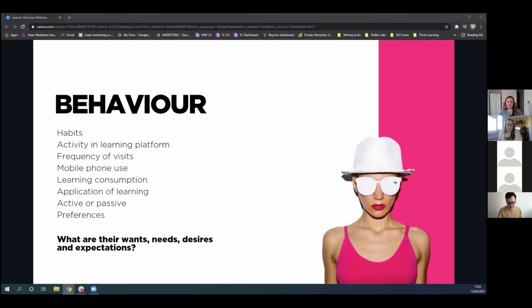You want to ask yourself, what are their needs, their wants, their desires, their expectations? What do they hate? What do they love? What really grinds their gears? This is all stuff we need to ask ourselves when we're building personas and really doing the good work in understanding our people better. Next slide, please, Anne.